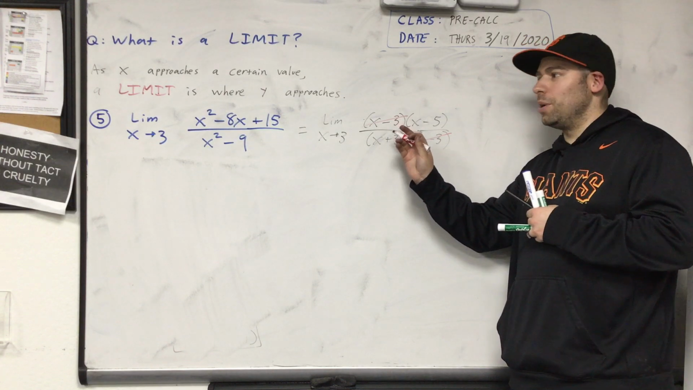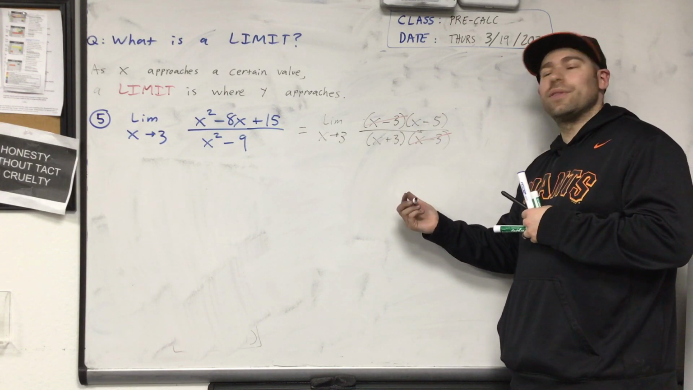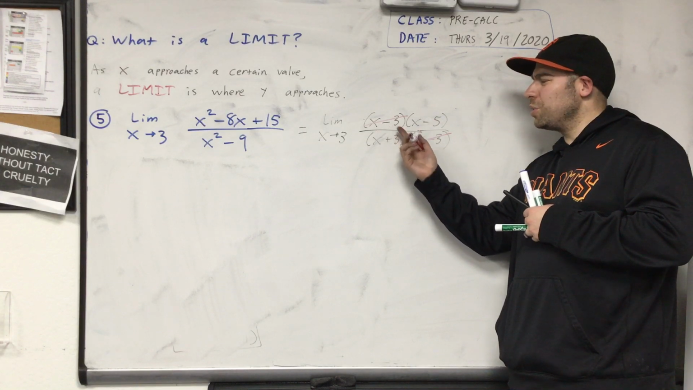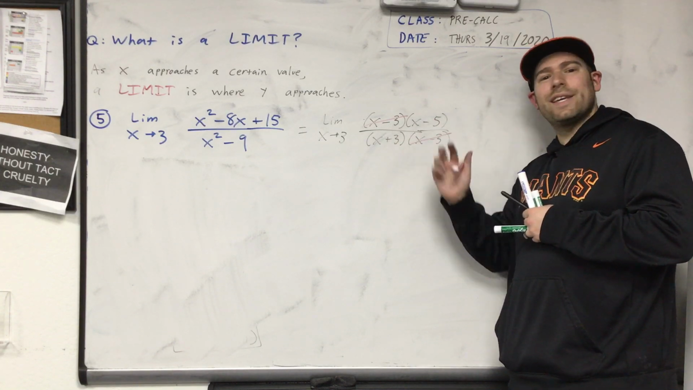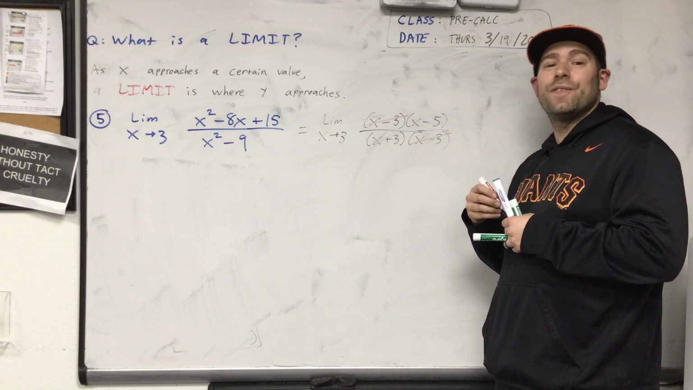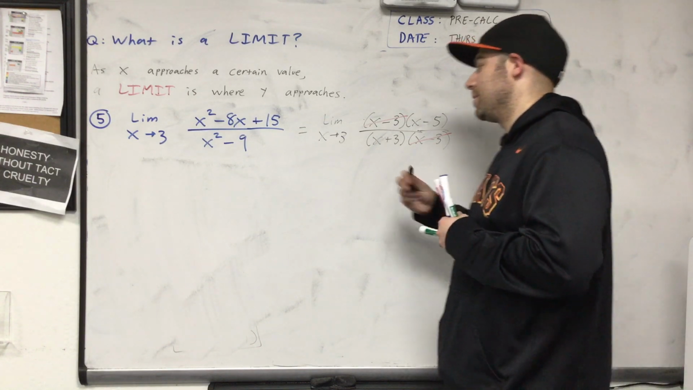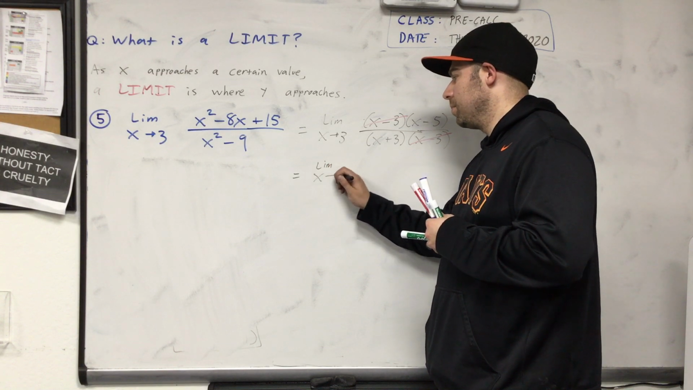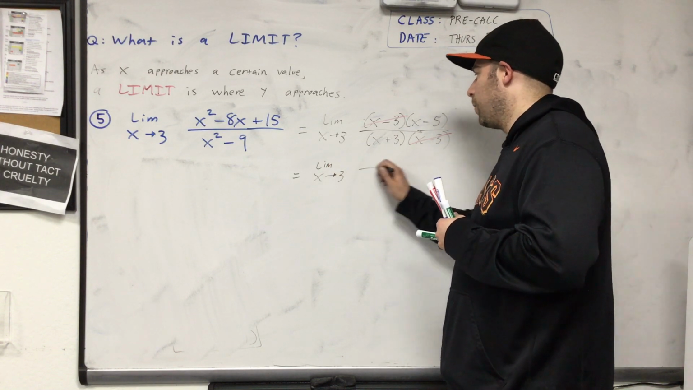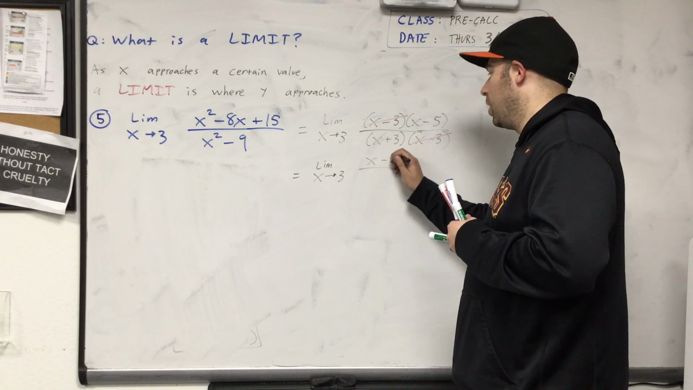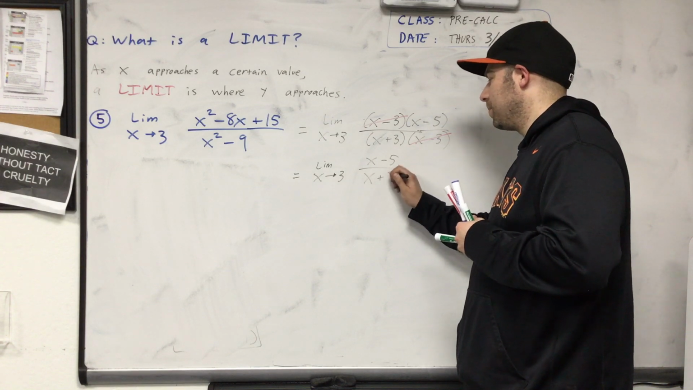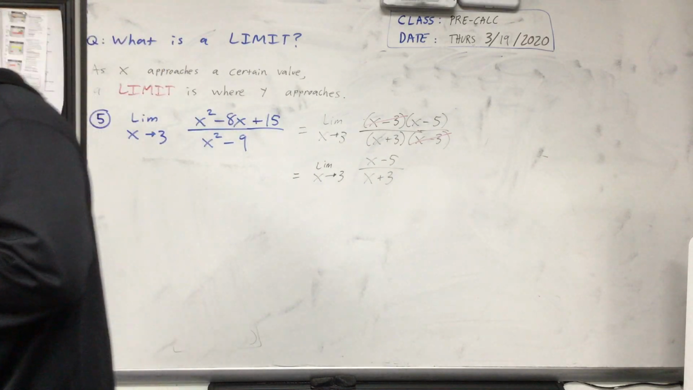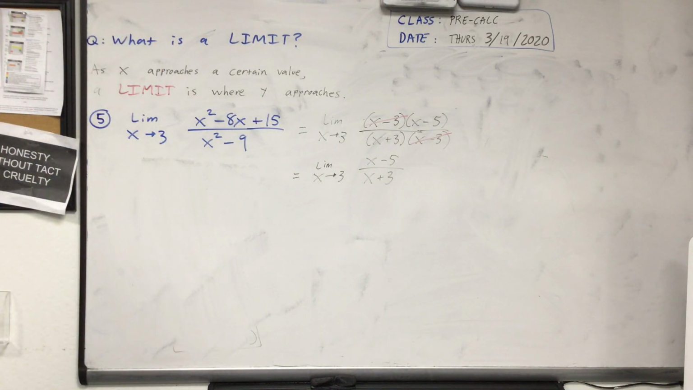Well, there's your problem. There's the reason why x equals 3 gives 0 over 0, because you got 3 minus 3 over 3 minus 3. Once I cancel out that 0 over 0, I can figure out where the hole in the graph is. So limit as x approaches 3 for x minus 5 over x plus 3. I'm going to get a better black marker because this one is slowly fading away.